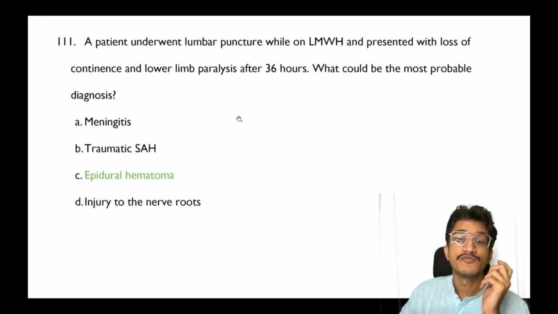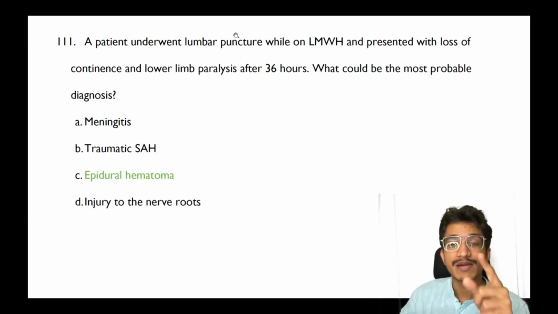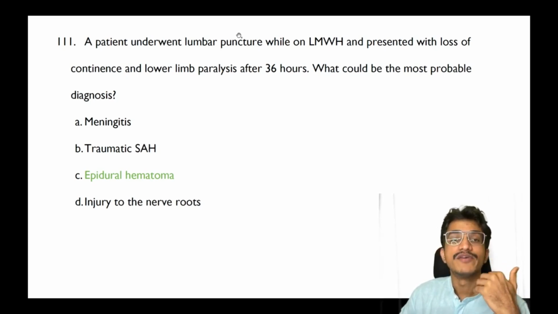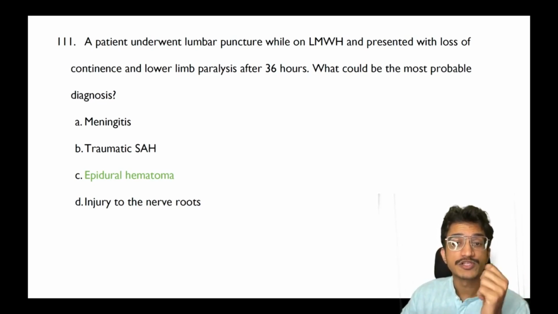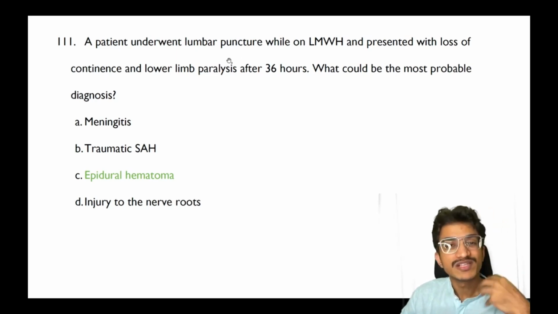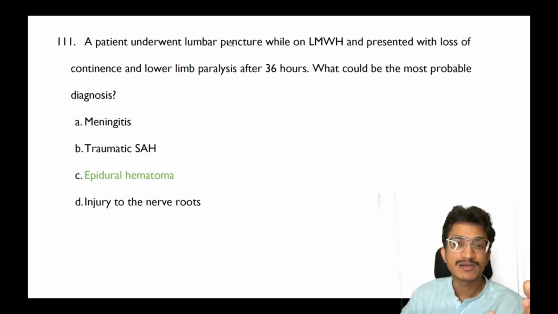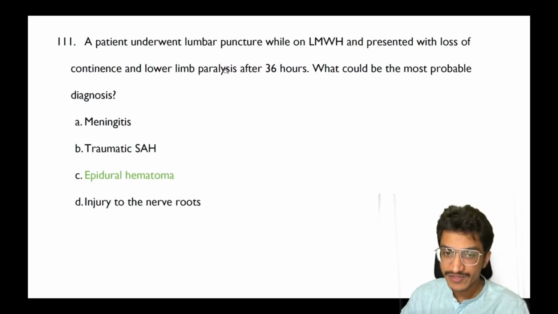Lumbar puncture in a patient on treatment with low molecular weight heparin, with loss of continence and lower limb paralysis after 36 hours. So, most probable diagnosis? Now, as it is localized in the region below the level of the lumbar puncture, it cannot be a traumatic subarachnoid hemorrhage because you have done a lumbar puncture. It is always an epidural hematoma. So it is a very logical and clinical acumen based question. I don't have a reference for this.